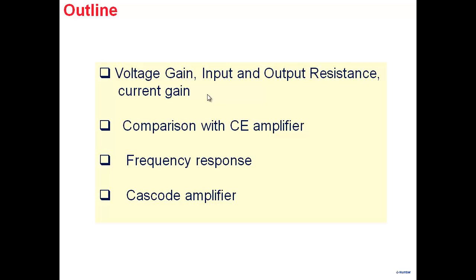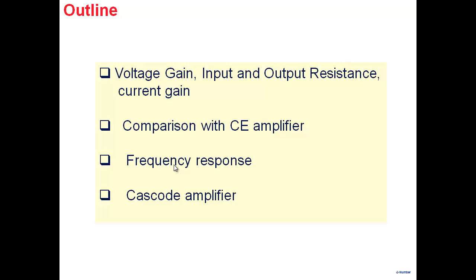An important thing is we already know a common emitter amplifier, and when we are talking about another configuration, we need to ask questions: how does it compare? What are the advantages, disadvantages? Among the advantages of a common base amplifier, we'll see the frequency characteristics. But we'll see a lot of problems with the common base amplifier.